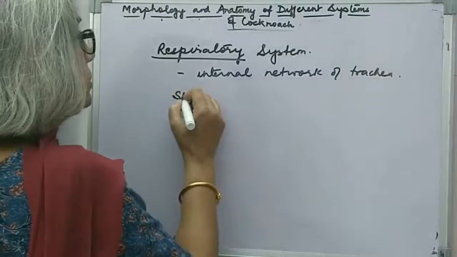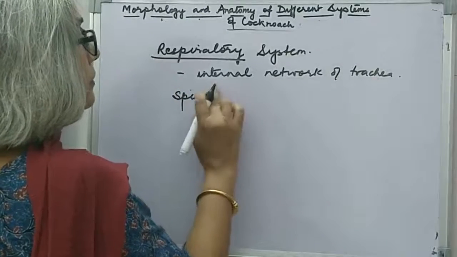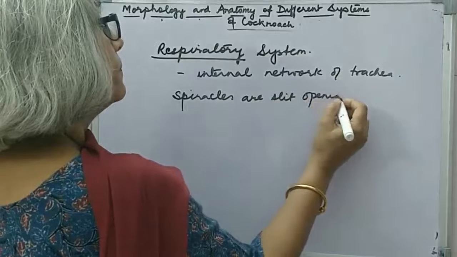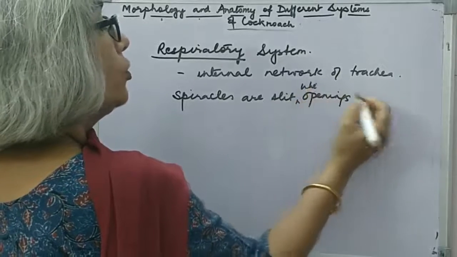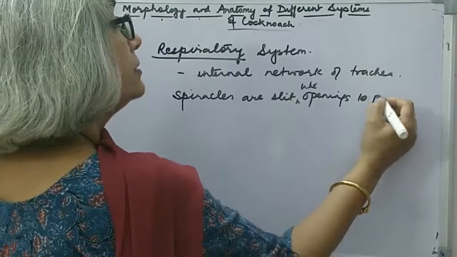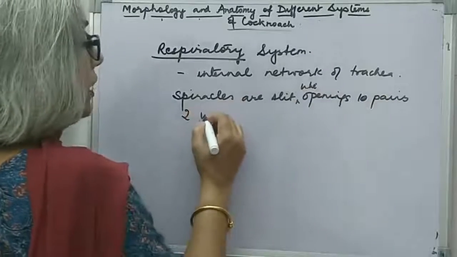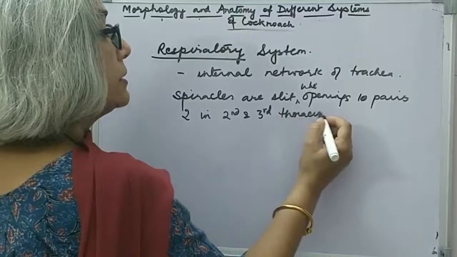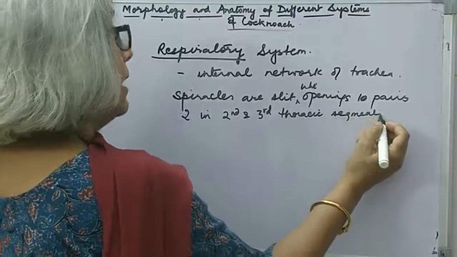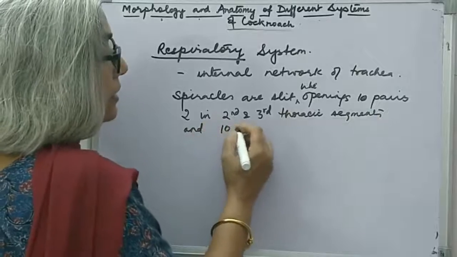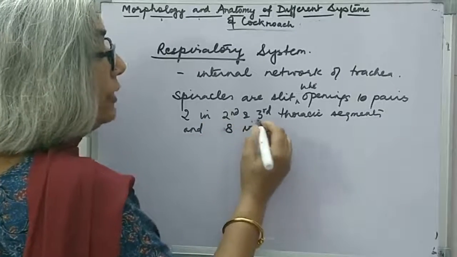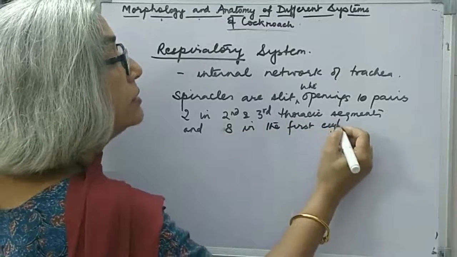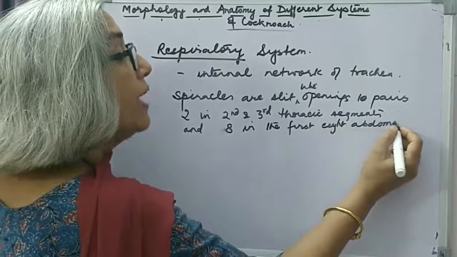Now, as I told you, spiracles are slit-like openings, 10 pairs, 2 in the second and third thoracic segments, and the next 8 in the first 8 abdominal segments. That makes it 10 pairs of spiracles.